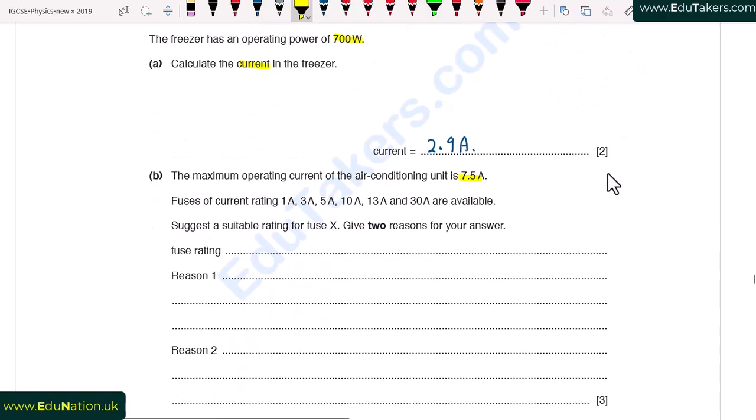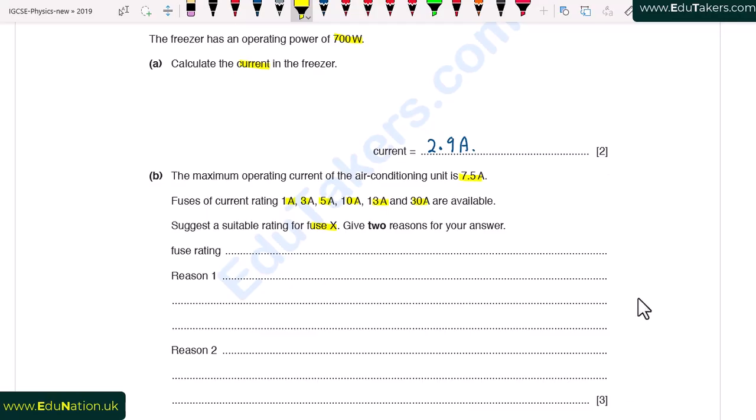Fuses of rating 1 ampere, 3 ampere, 5 ampere, 10 ampere, 13 ampere and 30 amperes are available. Suggest a suitable rating for fuse X. Give 2 reasons for your answer. Here we have to suggest the suitable rating for the fuse.